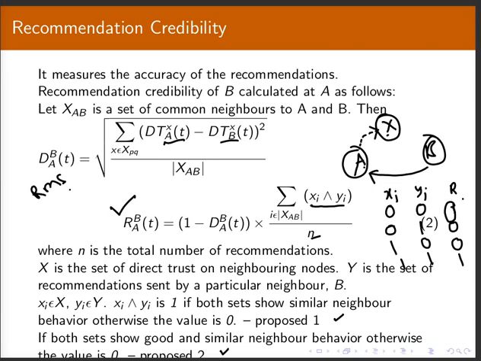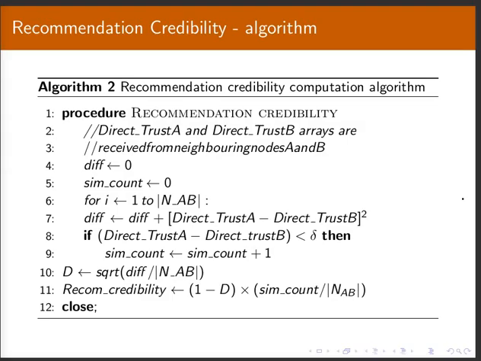This is the proposed two mechanism, and the recommended credibility algorithm you can see just here. We compute this as an RMS value. All these things give the RMS error. Once we get the RMS error, that is 1 minus d into, this is called the sim count. Based on the values, whether 1 or 2, we will compute this one.